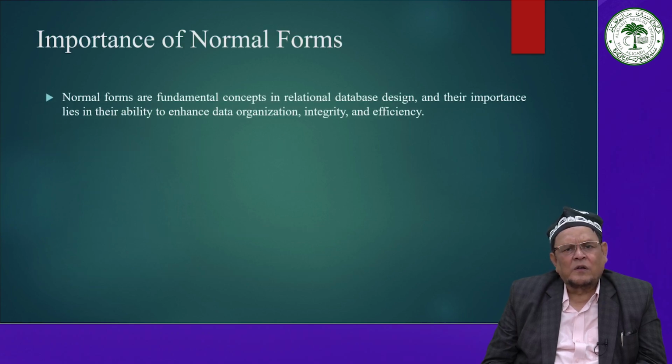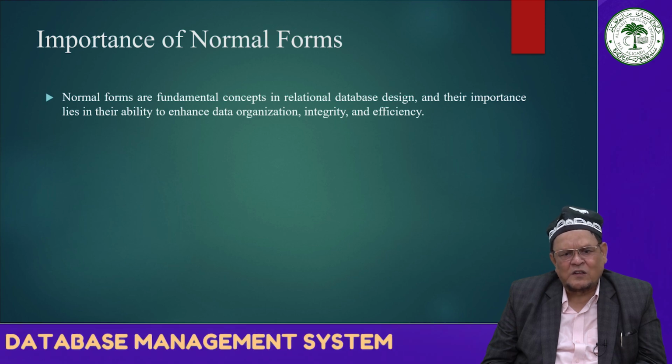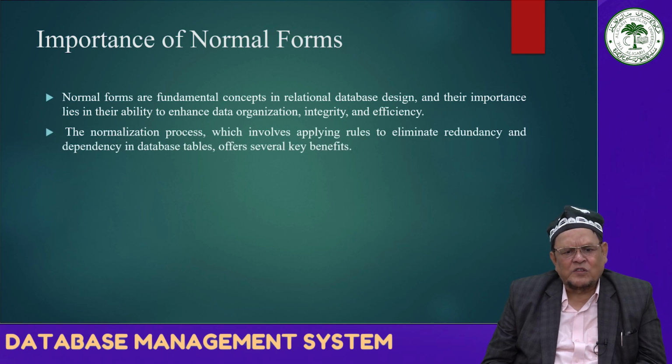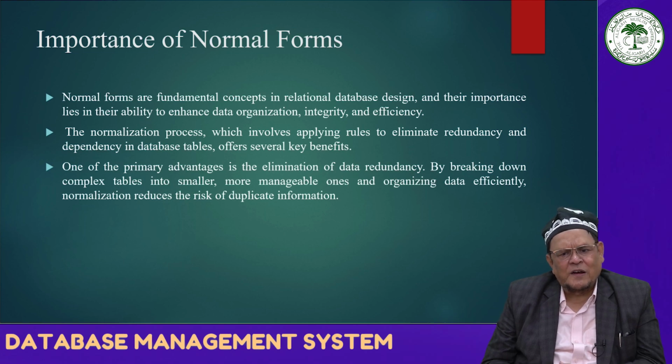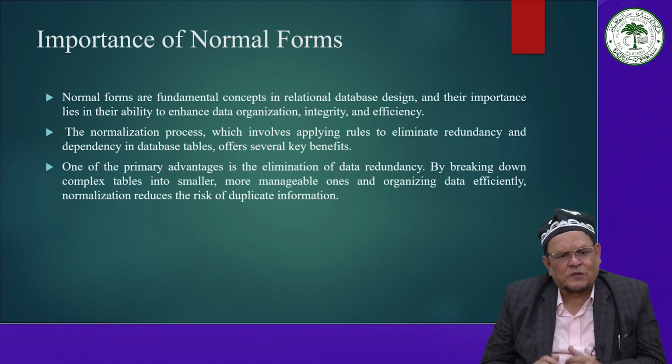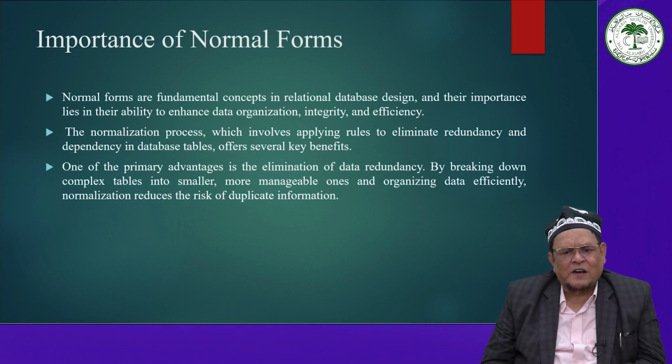Importance of normal forms. Normal forms are a fundamental concept in relational database design, and their importance lies in their ability to enhance data organization, integrity, and efficiency. The normalization process involves applying rules to eliminate redundancy and dependency in the database tables, and offers several key benefits. Mainly it eliminates redundancy and dependency in the tables. One of the primary advantages is the elimination of data redundancy.